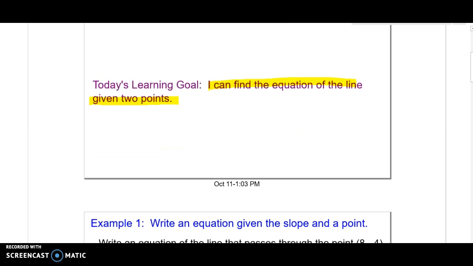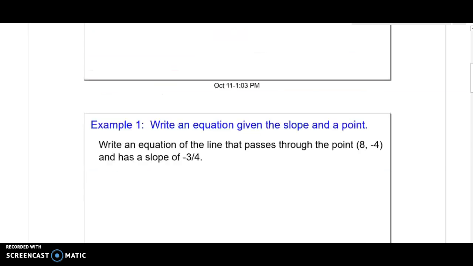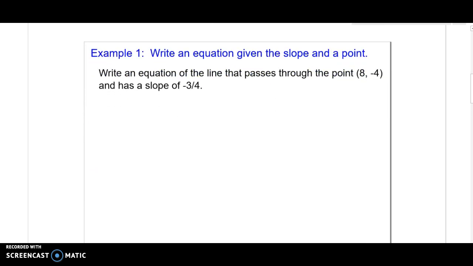Your learning goal today is to find the equation of a line given 2 points. That is your learning goal, and that is what we are working towards today. Going with our example, we want to be able to write an equation given the slope and a point. So they're going to give us a slope and a point. So let's read the problem.